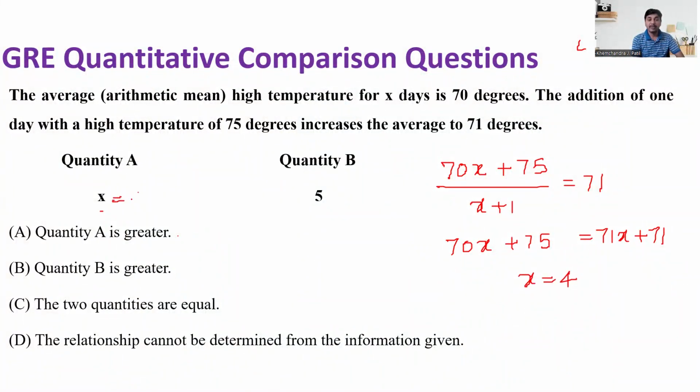So X value is 4, this B is 5. So what is your answer? The quantity B is greater. So question average का ही है my dear friends, but सिर्फ उसको आपको compare करना है.